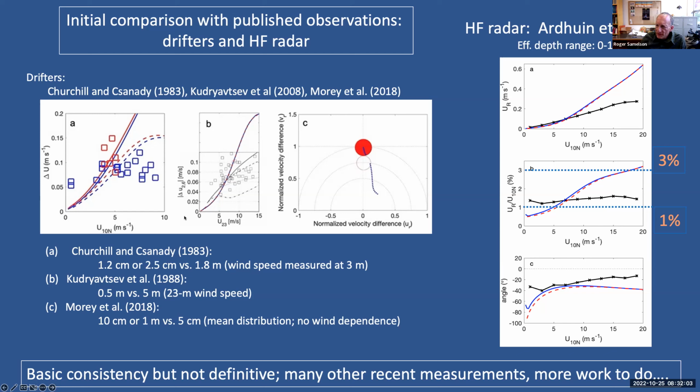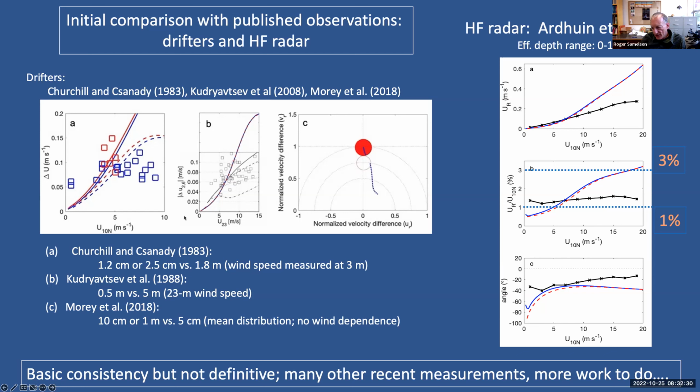And most of the observations are below 10 meters per second. So in that range, there's some consistency again between the model and the observations. Right about, it crosses the percent line right about 7 meters per second. You see the model shows something closer to 1% for wind speeds below 10 meters per second. This is averaging the model over the upper 1.5 meters, basically.